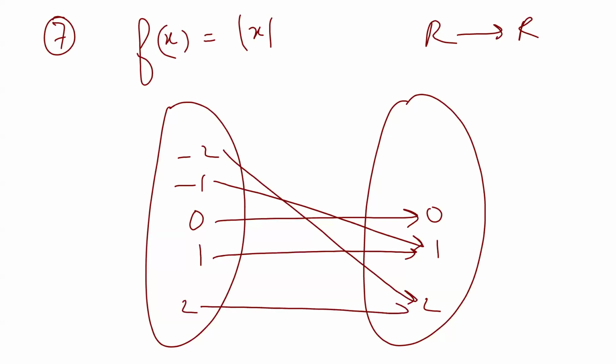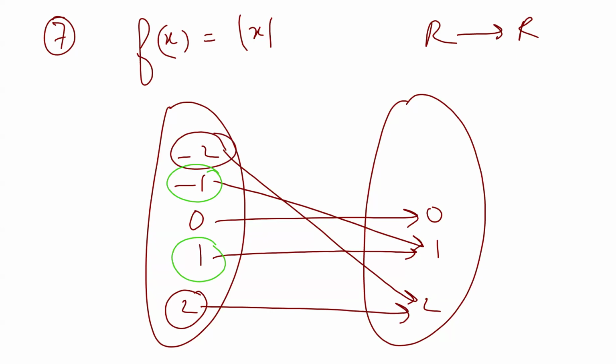So this particular function is not 1 to 1. It's many to 1 because two objects are pointing towards the single object, except for 0. So it is not 1 to 1. If it is not 1 to 1, it is many to 1. Then it is not bijective and hence inverse does not exist.